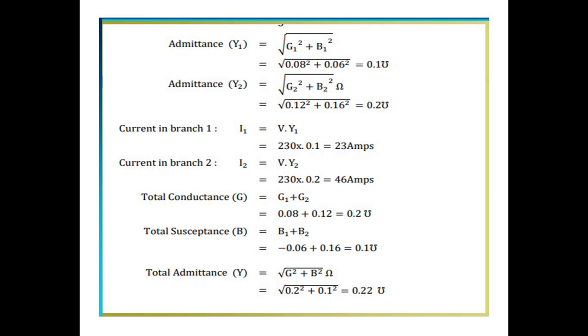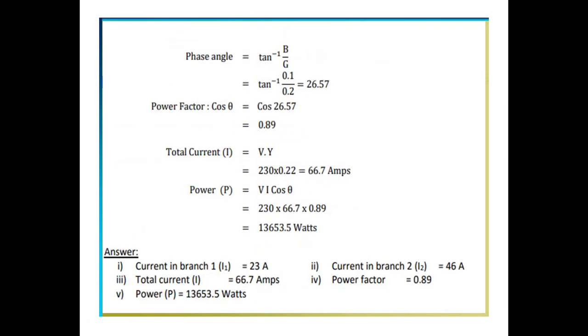And then total conductance is G1 plus G2, 0.08 plus 0.12, 0.2 mho. And then total susceptance minus 0.06 plus 0.16 is equal to 0.1 mho. And total admittance Y is equal to root of G squared plus B squared, is equal to root of 0.2 squared plus 0.1 squared, that is equal to 0.22. And the phase angle is tan inverse of B, that means susceptance divided by conductance, then 0.1 divided by 0.2, 26.57. Then power factor cos theta is equal to cos 26.57, and cos theta is equal to 0.89.